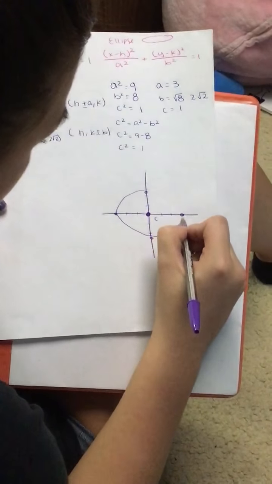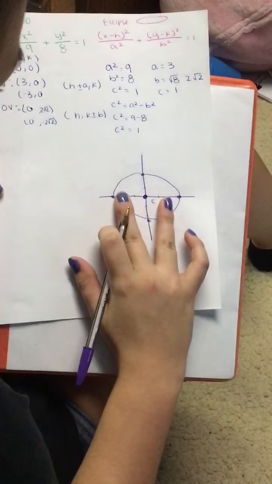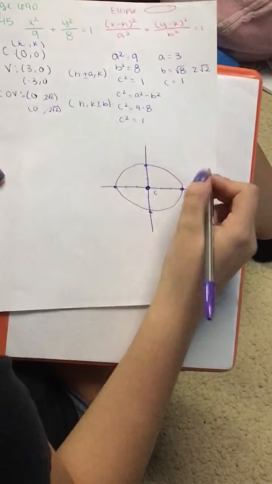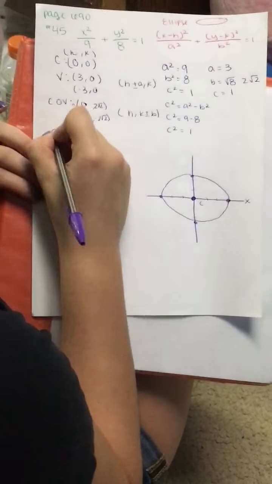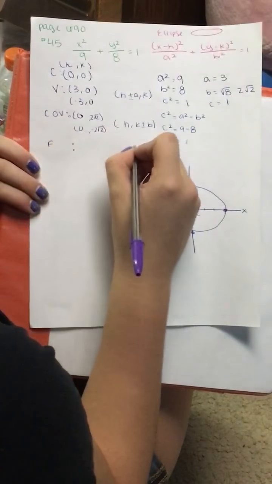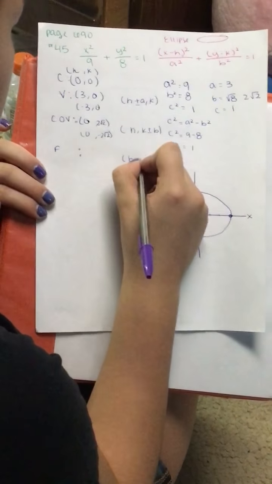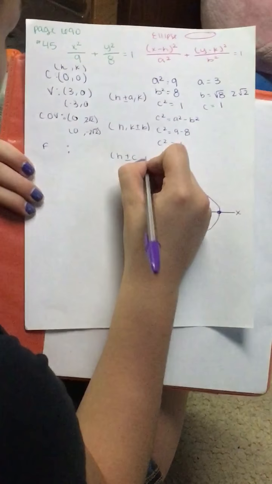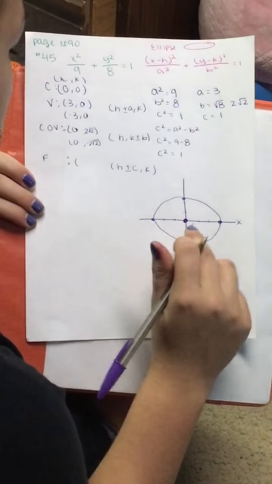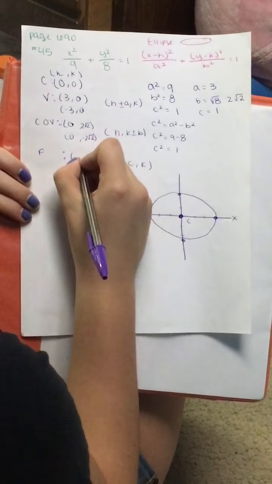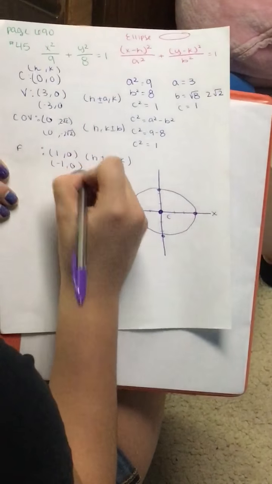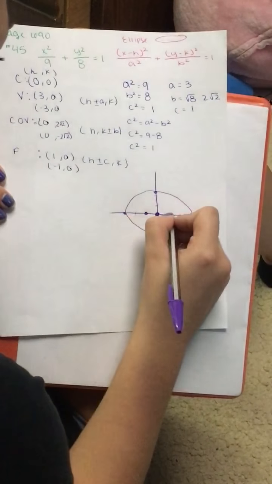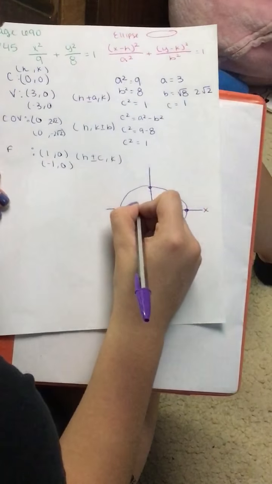And then if you look, you kind of have this ellipse and it's horizontal, so it's more stretched out. And your foci are going to be somewhere along this x-axis because it's going to be on the same line as the vertices. So the formula to find your foci is h plus or minus c, k. So you have 0 plus or minus the 1. So you have 1, 0, and then negative 1, 0. So right here, these are your two foci.